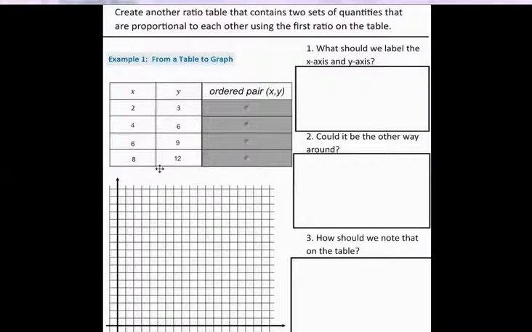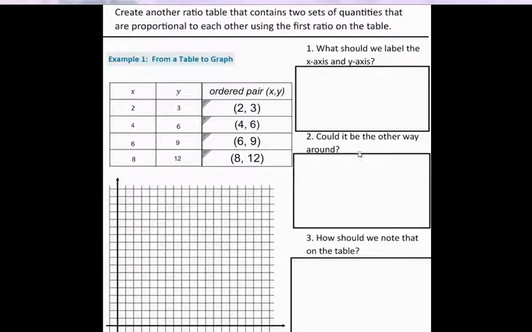So now what we want to do with this information is use it to graph. In order to graph it, the first thing we need to figure out is the ordered pairs. When x is 2 and y is 3, the ordered pair is 2, 3. When x is 4 and y is 6, the ordered pair is 4, 6. When x is 6 and y is 9, it's 6, 9. When x is 8 and y is 12, it's 8, 12.